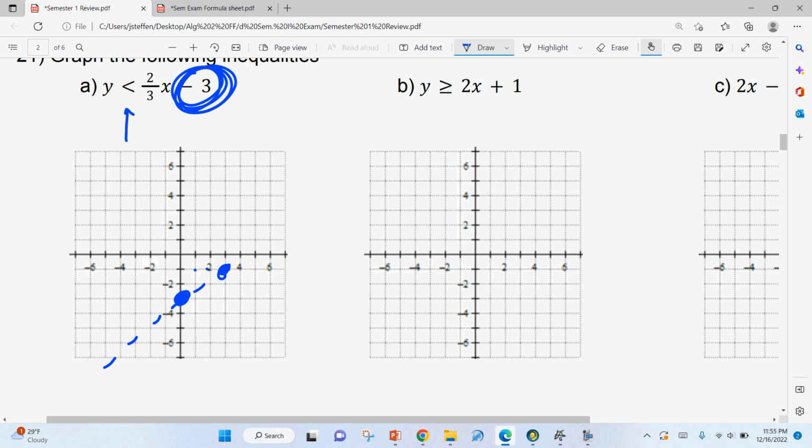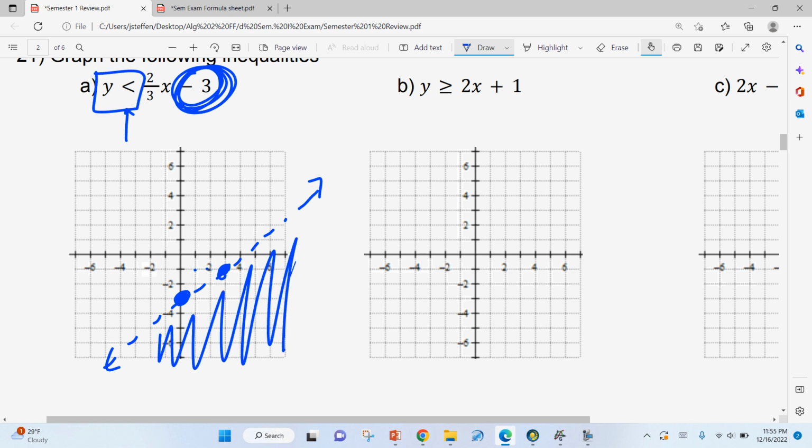And then I had a lot of people asking me this recently, which is fine, but make sure you remember it's not difficult. Which way to shade? If y is less than, you shade below. If y is greater than, you shade above. You don't have to make it more complicated than that.